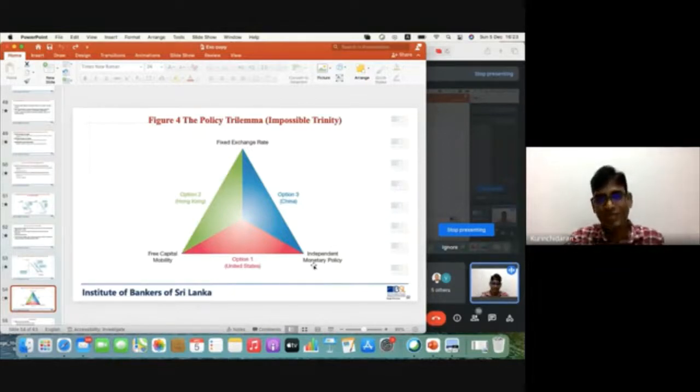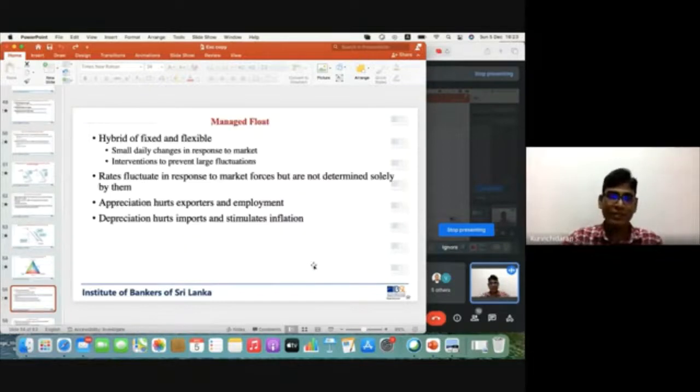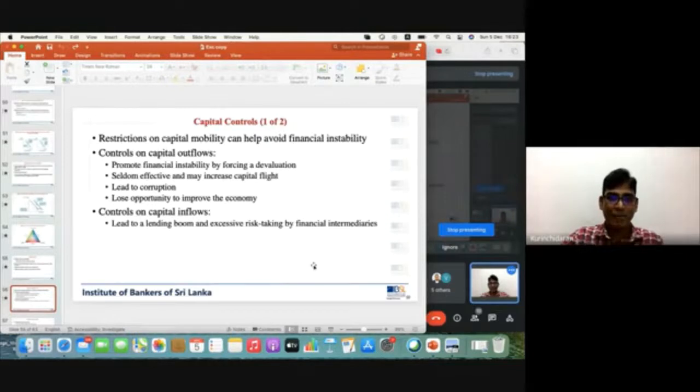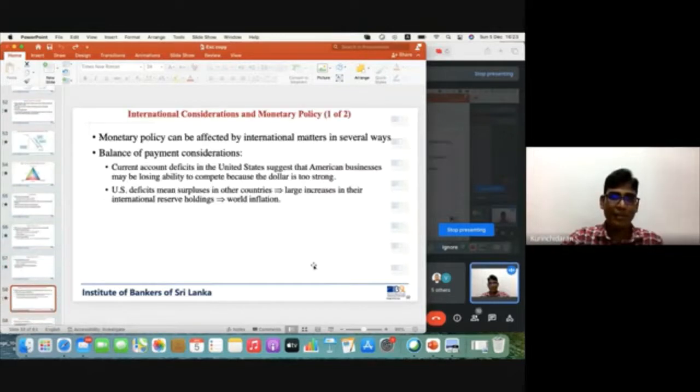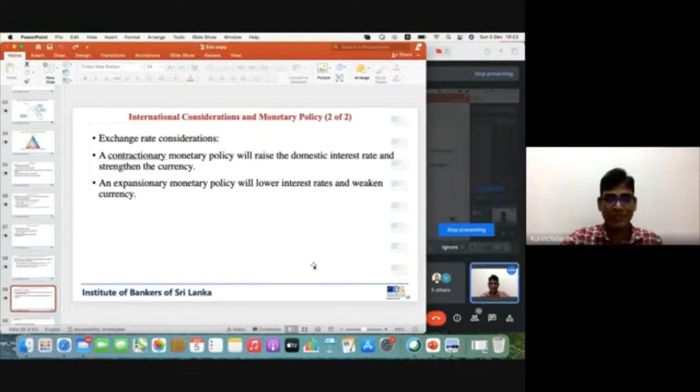Right? I'm not going to ask any question on this. I know the time is not sufficient, but there is a theory like this, and if you want to go further, you can read from the book. It's available. Just have a look. And managed float, I have explained to you already, right? This is all about the impossible trinity, you can read.